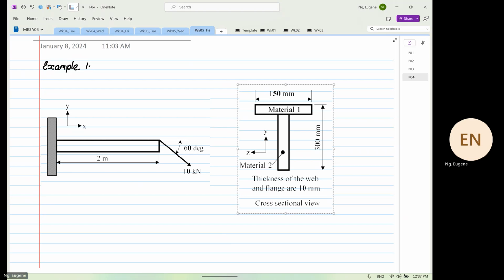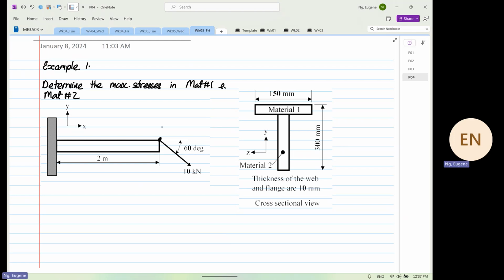Okay. So the question asks, determine the maximum stresses in material 1 and material number 2. Now over here is a longitudinal view, and this is point A. Point A in the cross-section view is over here.